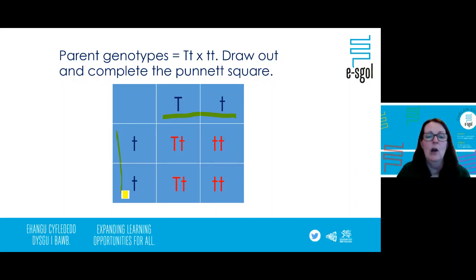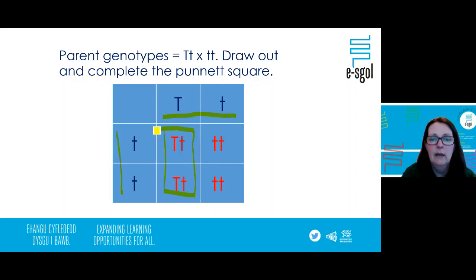So we've got big T, little t here for 50%. And then we've got two little t's here for the other 50%. So that's a 1-to-1 ratio. The two little t's there would be called homozygous recessive. And then the big T, little t here are heterozygous.